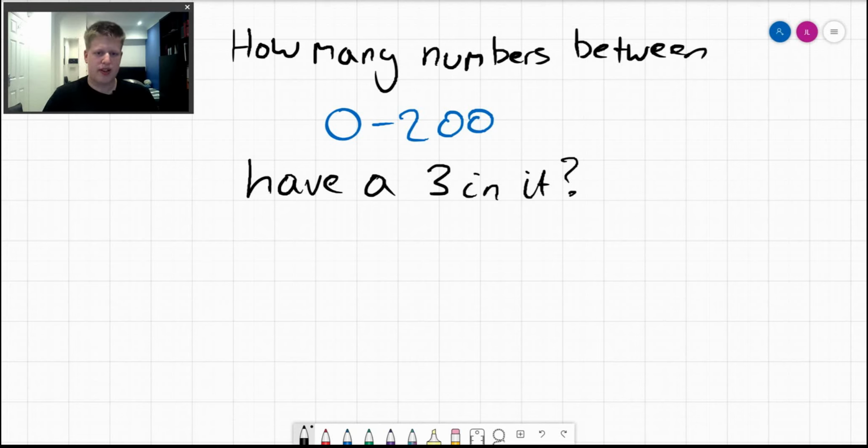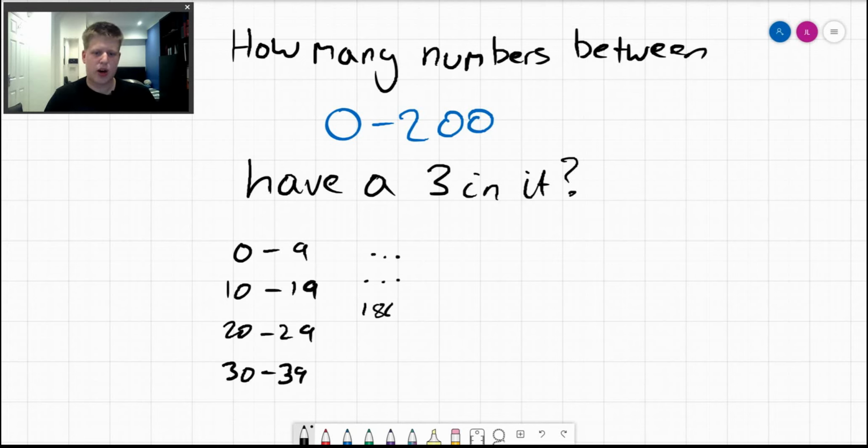What we're going to do is split 0 to 200 into tens. So we'll have 0 to 9, that's 10 numbers. Then we'll have 10 to 19, 20 to 29, 30 to 39, and so on, until we get to 180 to 189, and then 190 to 199, and then there's also 200 at the end. There will be 20 lots of 10 between 0 and 200, because 200 divided by 10 is 20. So we know there are going to be 20 lots.